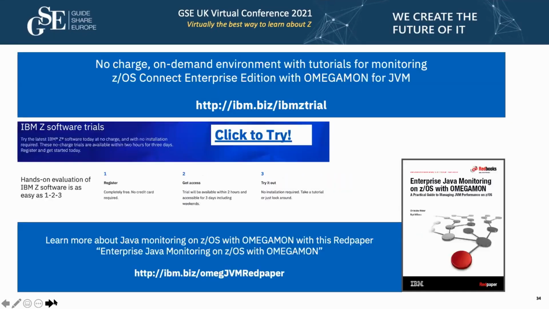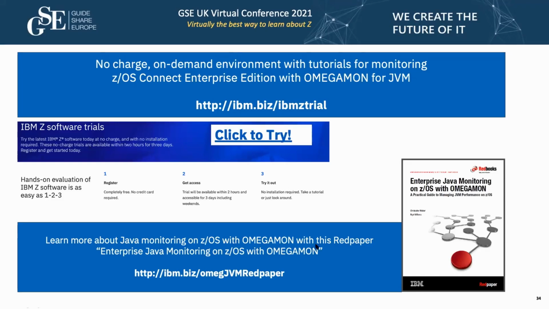So a couple of things for some further information that we wanted to provide to you. We have a Z software trial for our Z trial environment for OMEGAMON for JVM. We've got some really good things there. You can see for OMEGAMON for JVM how we work with the z/OS Connect APIs and give you some of the cool things that we've done there.